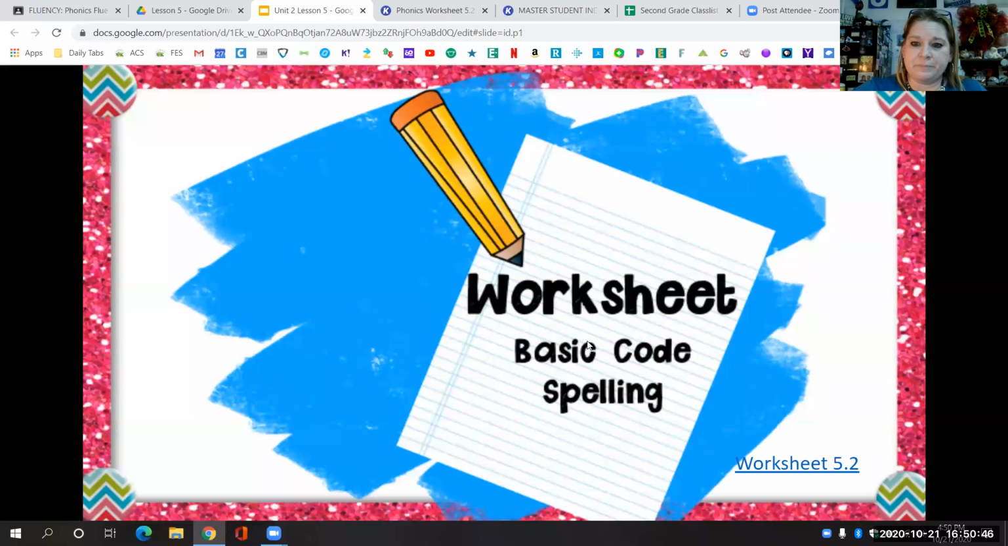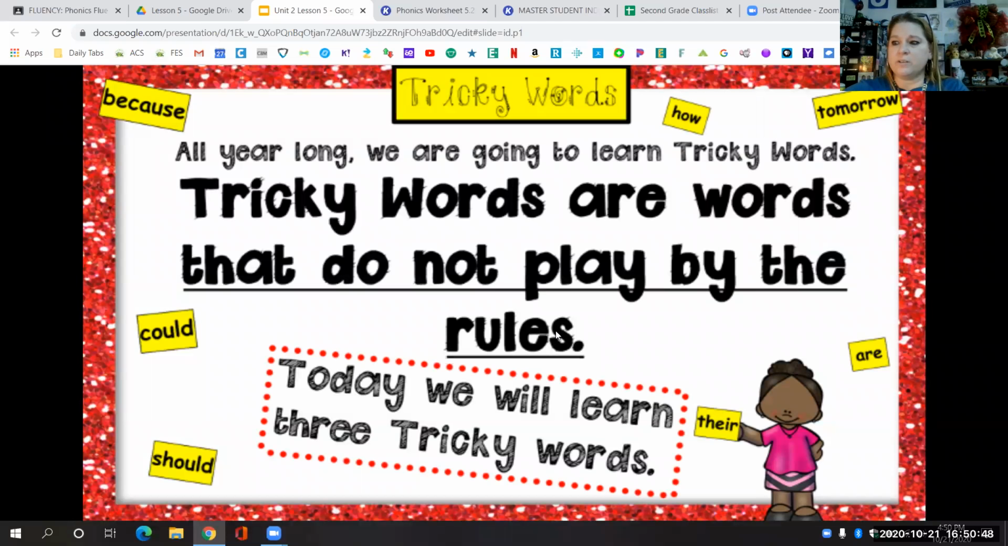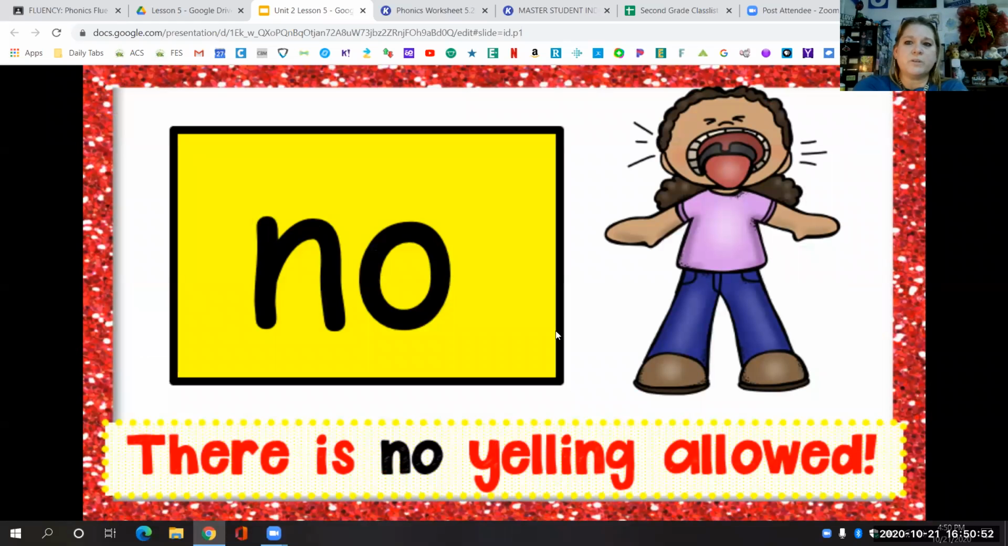All right. So our tricky words for today, we have 3 new tricky words. The first word is the word no. There is no yelling allowed. So think about that word no. What is expected and what is tricky about that word?